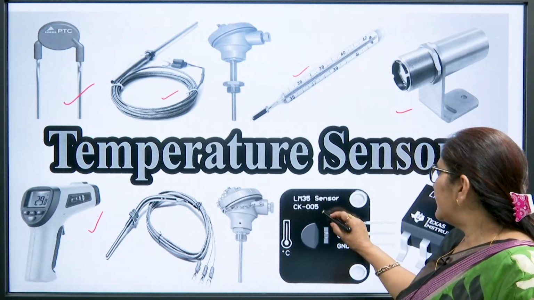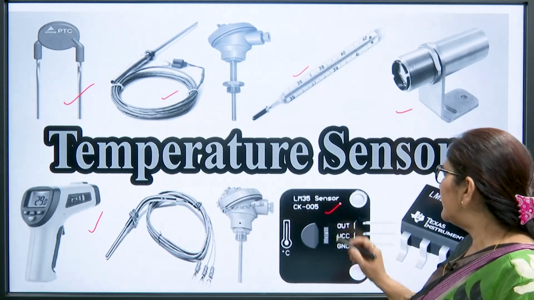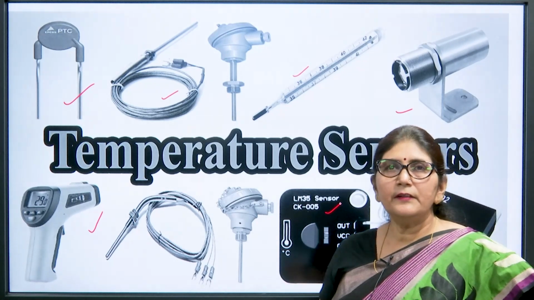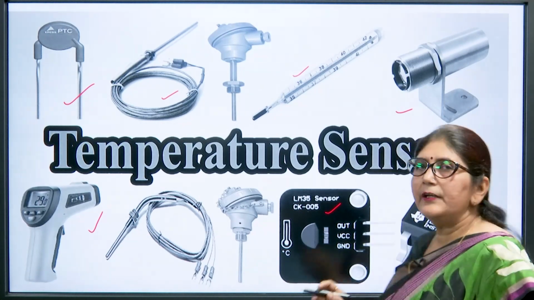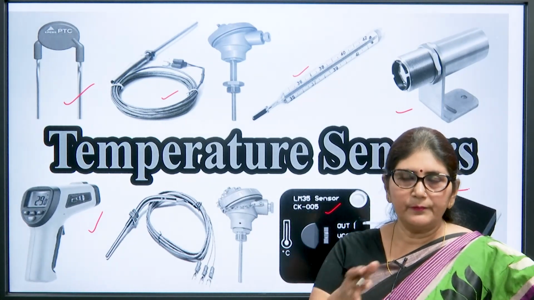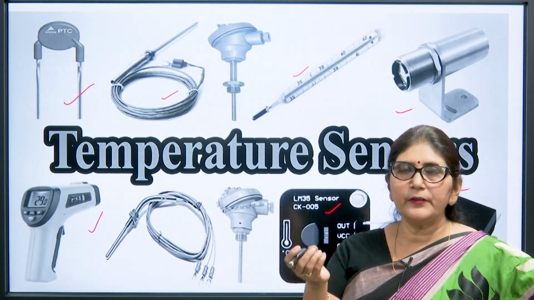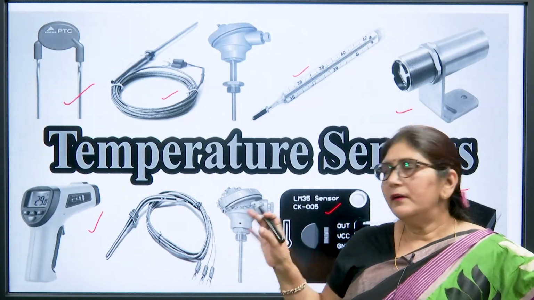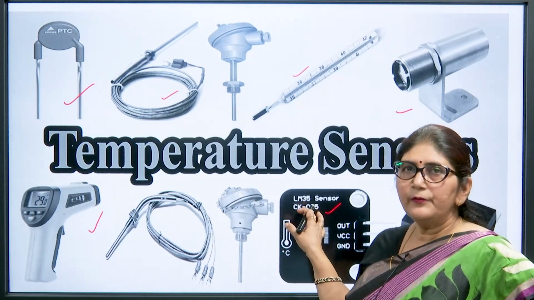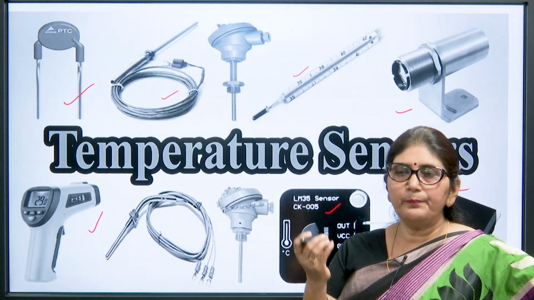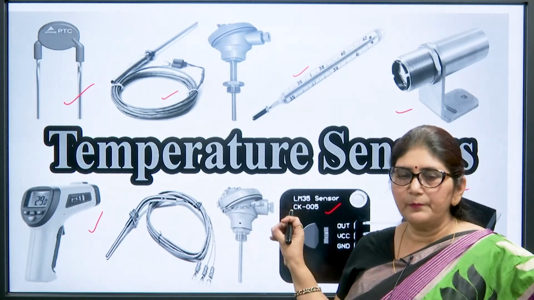There is another sensor, the LM35 sensor. These are IC sensors which we can place on a PCB, and it is also available in the form of surface mounted devices. And these are useful where we want to place the PCB with this component.